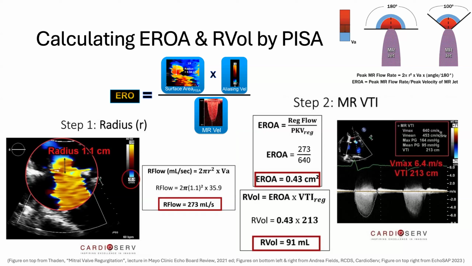Note that 91 milliliters, the regurgitant volume, is how much gets pushed back across the mitral valve per cardiac cycle, whereas the 273 over here, the regurgitant flow, is how much volume gets pushed back across the mitral valve per second. Finally, beware that if the surface is not planar, as you can see here in this top right illustration, meaning if the PISA shell is not a complete hemisphere because the jet is eccentric, then you have to apply an angle correction factor alpha to your EROA.